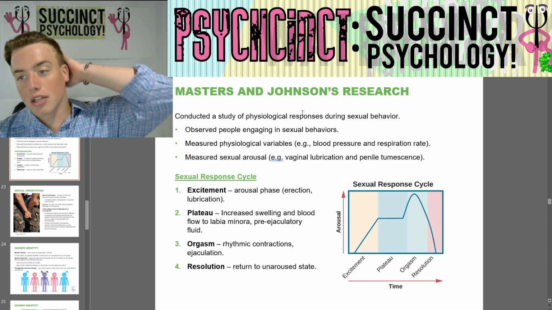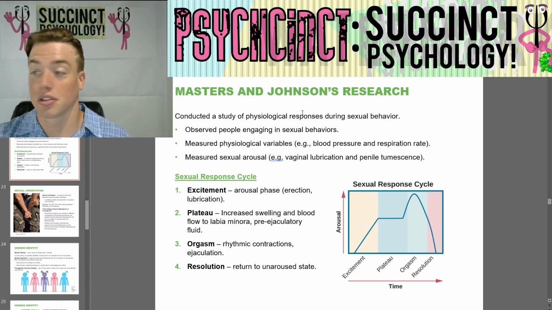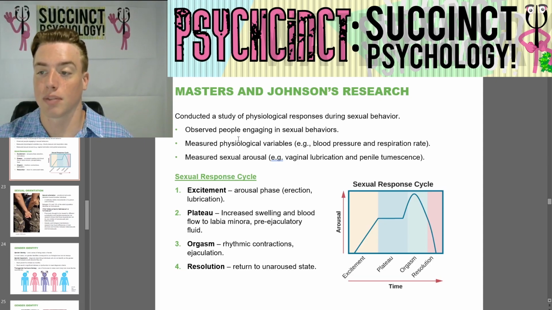So they conducted a study of physiological responses during sexual behavior, observed people engaging in sexual behaviors, and measured physiological variables, for example, blood pressure and respiration rate. And they also measured sexual arousal, for example, vaginal lubrication and penile tumescence.